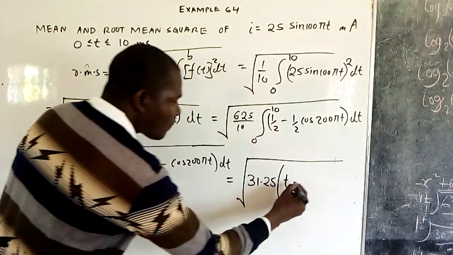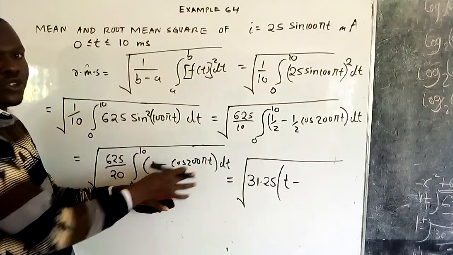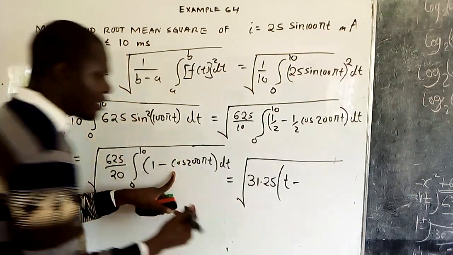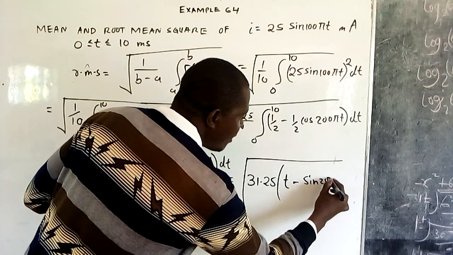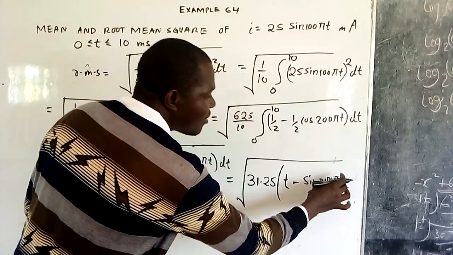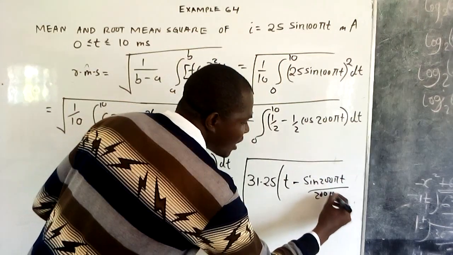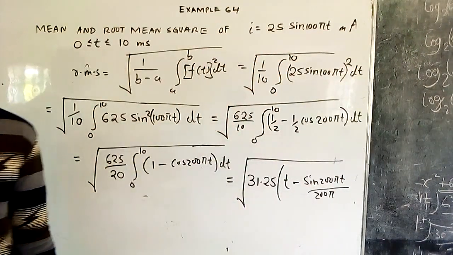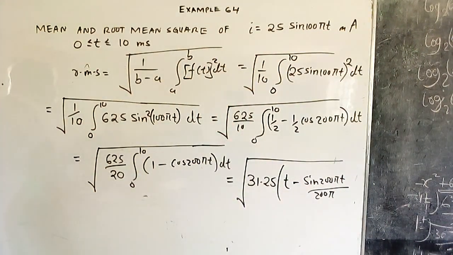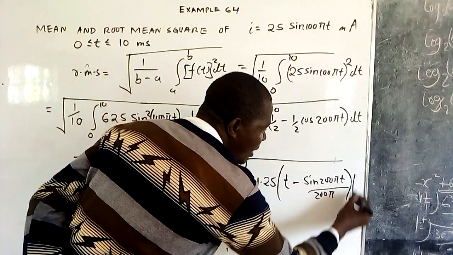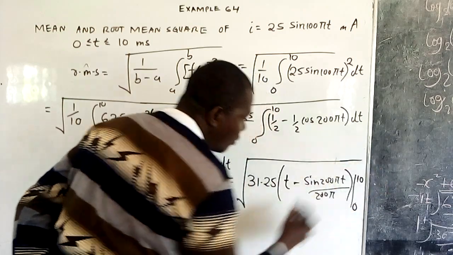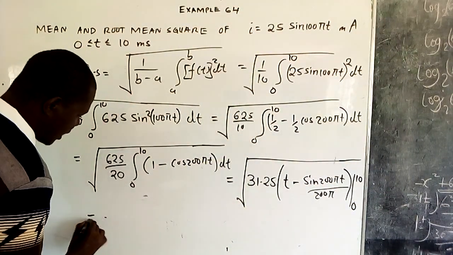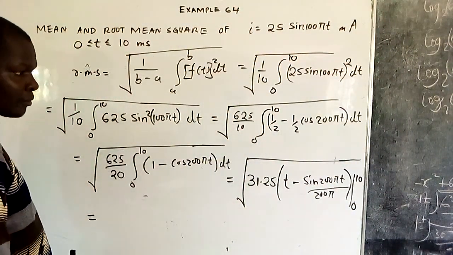Then it is minus. When you integrate cos, you get positive sine. So we have sine 200 pi t, then you divide by the derivative of the inner function, which is the constant 200 pi. You have 200 pi t, so if you differentiate 200 pi t, you get 200 pi. That derivative of the inner function must be a constant. Are we together? Then after that, you put your limits. Your limits are from 0 to 10.